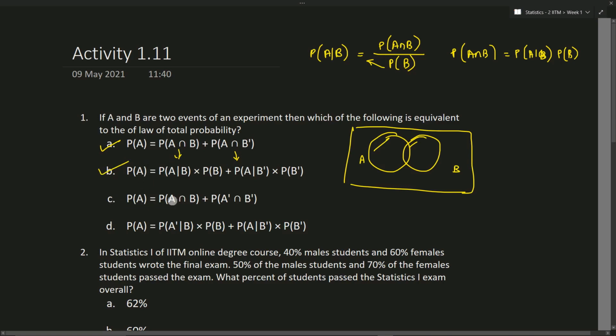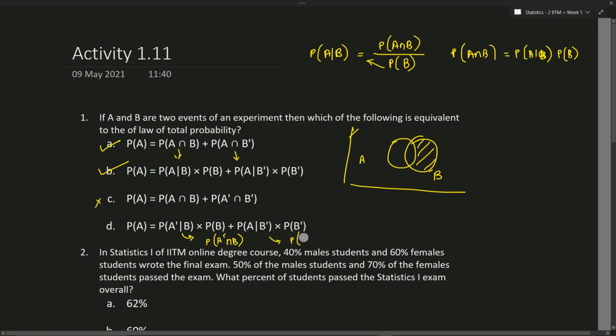So what about the third one? Here A intersection B is this one, and A complement intersection B complement is all of this space, right? Okay, so this is not the answer. So what about A complement given B? A complement given B is this space, right? Multiplied by P of B. This can in turn be written as probability of A complement intersection B, and this can in turn be written as probability of A intersection B complement. So again this is not equal to A, so you can say this is also a wrong one.